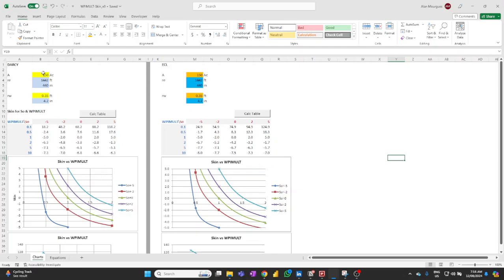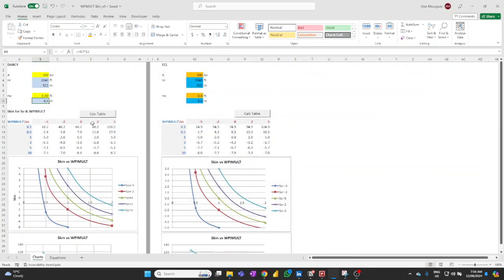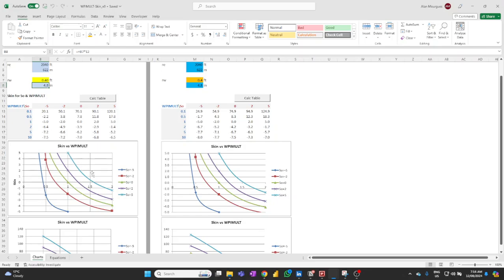So there are a couple of inputs that the user needs to enter into these yellow cells. For example, let's say 300 acres per area. Let's leave the well radius, or let's change it just so you can see that after changing those two key inputs, then we can calculate these tables which contain the final skin value for a range of initial skins, or S0, and a range of WPIMULTs. So this button triggers the macro that calculates precisely that final skin value as a function of that initial skin and WPIMULT. So if I click that button, the table is recalculated and the chart is updated accordingly.